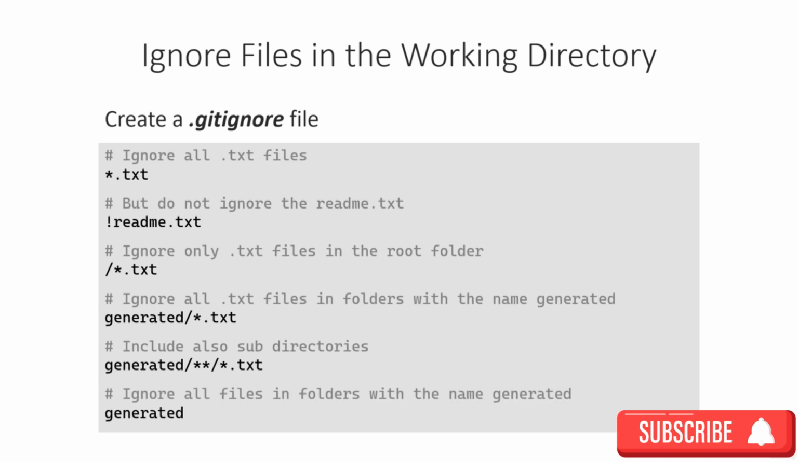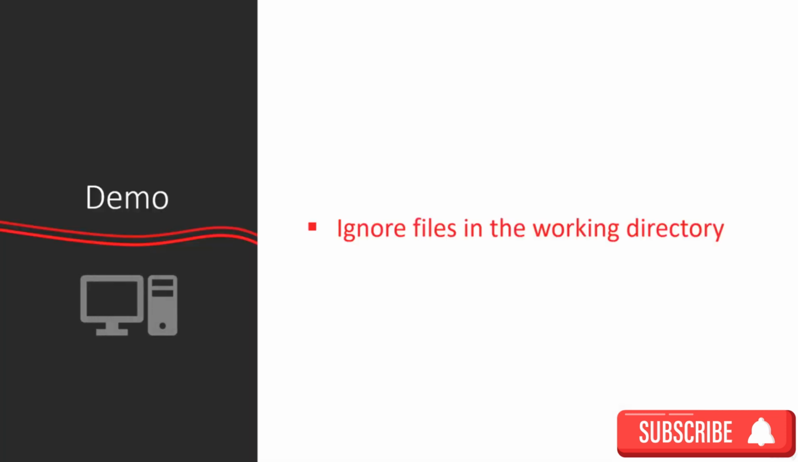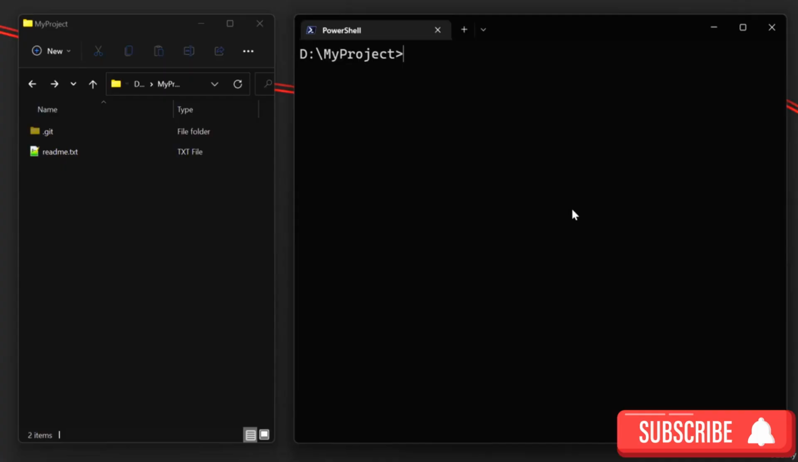If you want to ignore all the files in folders with a name generated, you can just add that folder name to the git ignore file. There is much more about this git ignore file, and you can read it in the Git documentation. Now, in this demonstration, I just want to show you how you can ignore files in the working directory and what it actually means. Let's switch to my command line.